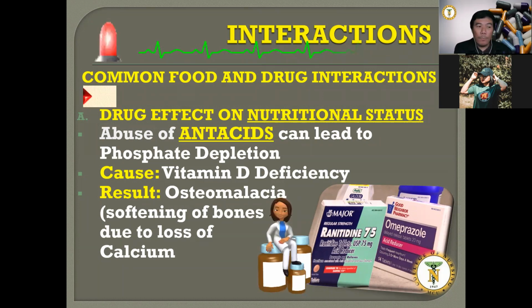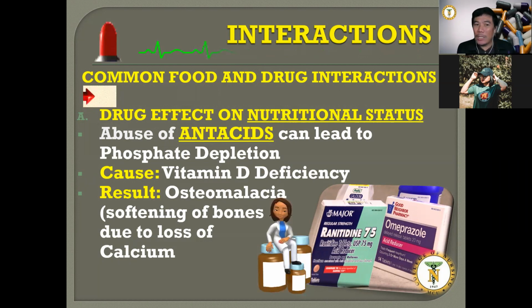So for example, you have taken too much of antacids and it will deplete the phosphate. Once it depletes the phosphate, it may not absorb vitamin D. Remember, vitamin D is very important. Aside from the immune system, vitamin D is very important for the bone. So if there is vitamin D deficiency, the abuse of antacid that led to phosphate depletion and caused vitamin D deficiency may result in what we call osteomalacia.